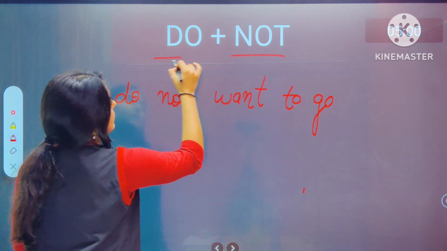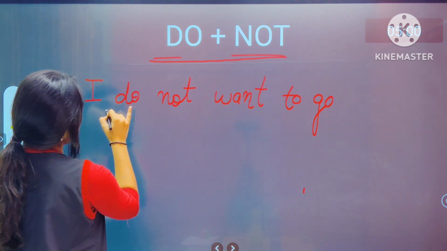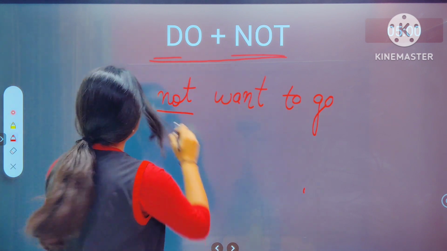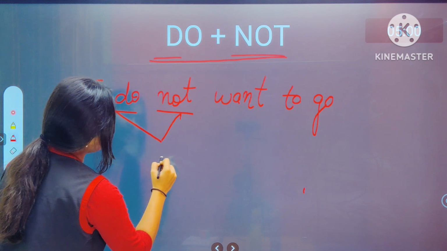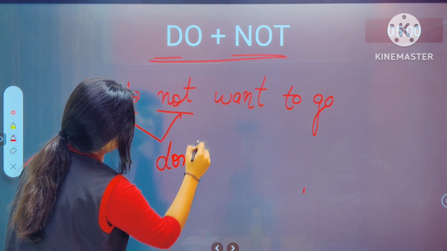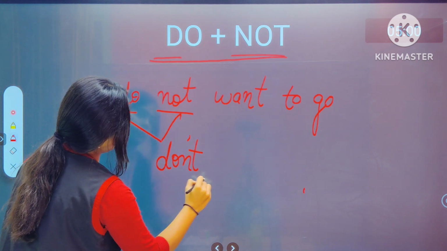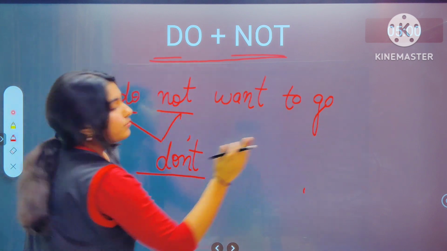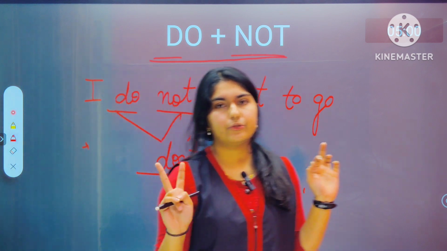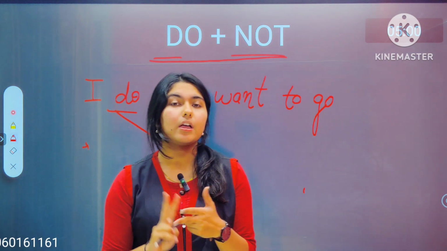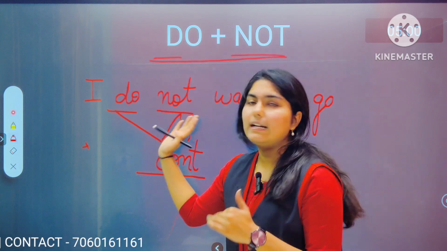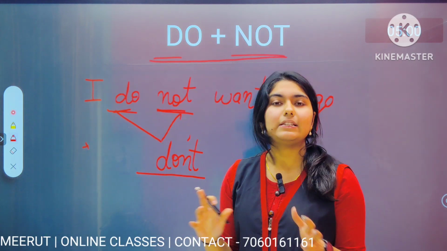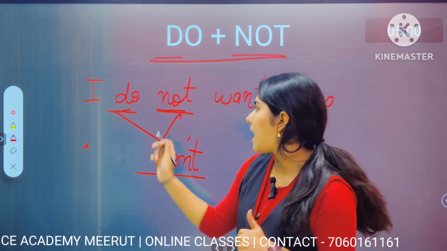So the first one is do plus not. So here, do and not. All we have to do is merge both these words and it will make up don't. What we have to do in a simple sentence is just merge two consecutive words. Please pay attention, I am talking about consecutive words, जो लगातार आ रहे हैं in a sentence, right? So यहाँ पे do and not, both these words are consecutive, right? आगे पीछे आ रहे हैं.